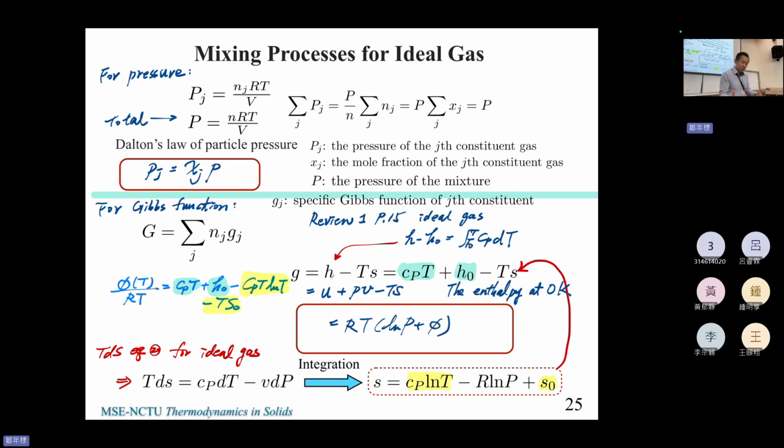So now the small g equals RT times natural log P plus phi. The phi is a constant, and when you define the temperature, you can obtain that. We will use this and this in the next few pages, so I just give you some properties that we can use in the next page.